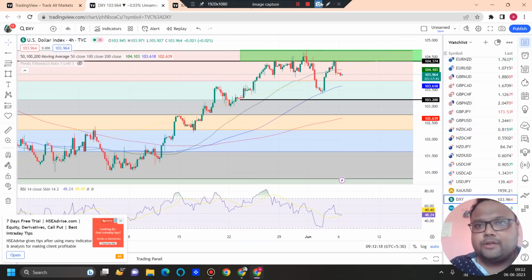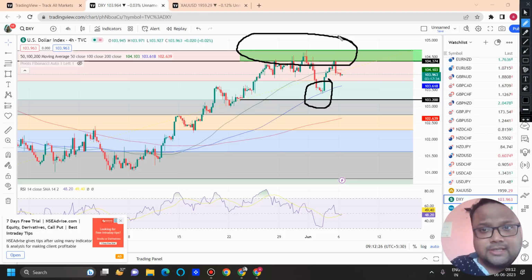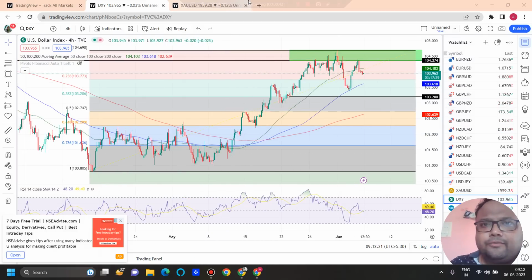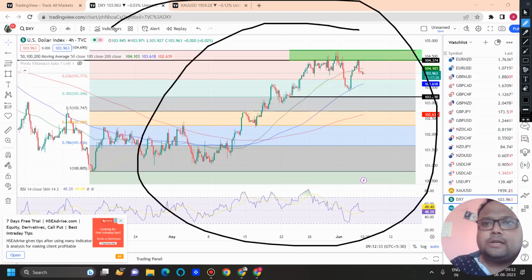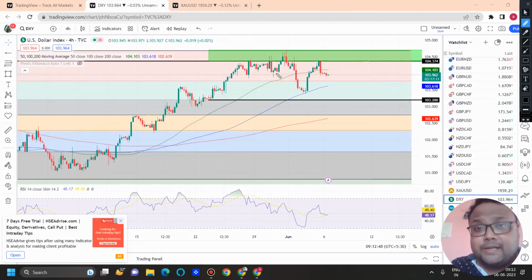DXY was bullish, DXY bounced beautifully, but the problem is that DXY is unable to cross this particular resistance here. If you look at the chart of DXY right now, there should not be any doubt that, my dear friends, this market is bullish, this market is in an uptrend. But all markets have some trend reversal points, isn't it? And here you can see that DXY is slowly losing momentum because DXY is unable to cross the previous high.